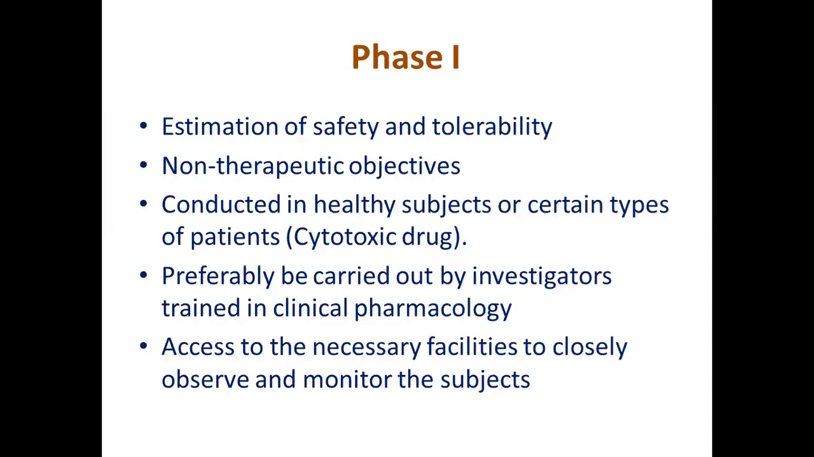So we will basically discuss phase 1, phase 2, and phase 3 clinical trials, as my topic is clinical drug development, pre-licensure period. So what is a phase 1 clinical trial? It is for estimation of safety and tolerability. Generally, it has non-therapeutic objectives. It is conducted in healthy subjects or certain types of patients. In case we are testing some cytotoxic drugs, we need to include patients.